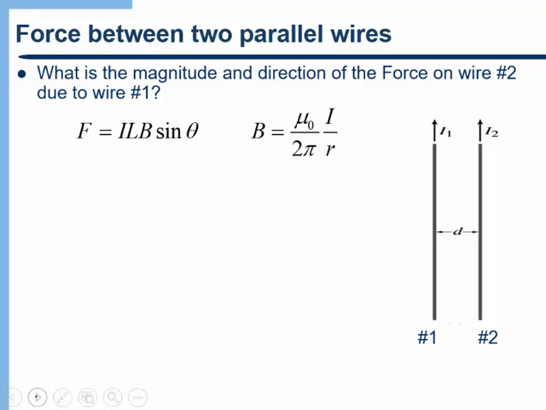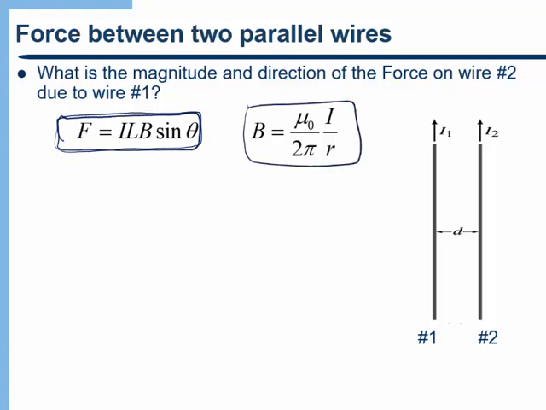So here are the 2 formulas that we've covered so far today. We've said that if you have a wire in a magnetic field, it experiences a force. It's a cross product, but that's the magnitude of the force. We've also said that a wire creates a magnetic field given by that formula. So let's figure out the force on wire number 2. So the force that wire 1 exerts on wire 2. That's what we want to find.